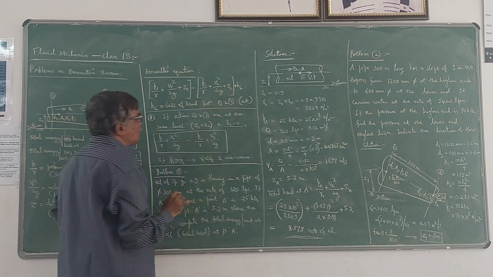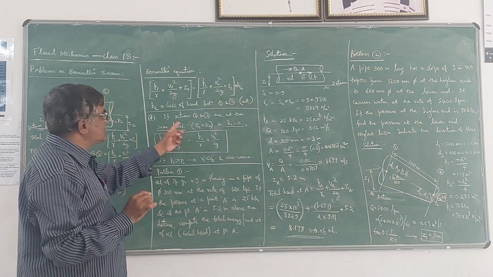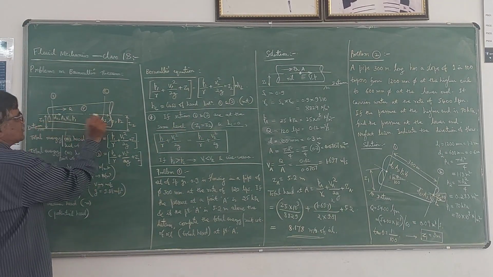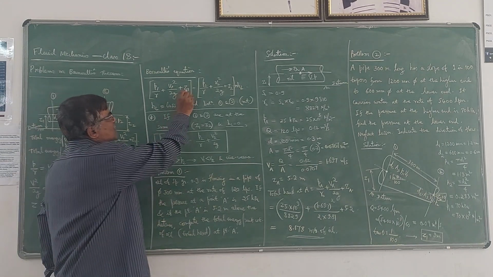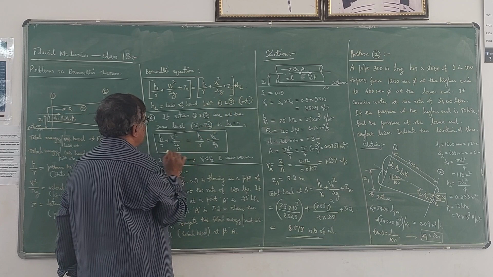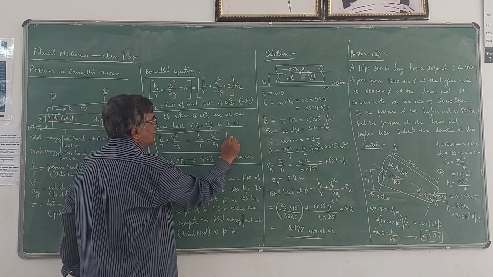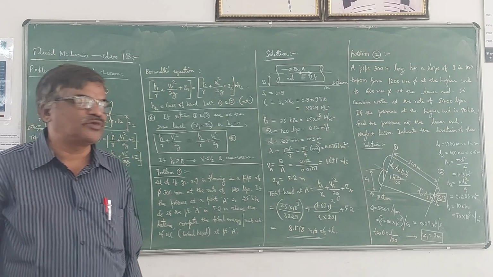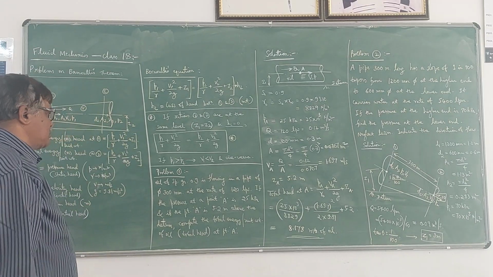Suppose sections 1 and 2 are at the same level, that is, Z1 is equal to Z2, then these two terms also get cancelled, and if losses are neglected, HL will be 0, then you are going to get a very simple form of Bernoulli's equation: P1 by gamma plus V1 square by 2g is equal to P2 by gamma plus V2 square by 2g.